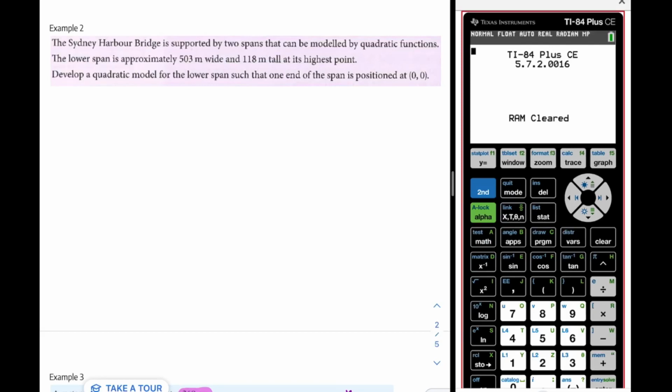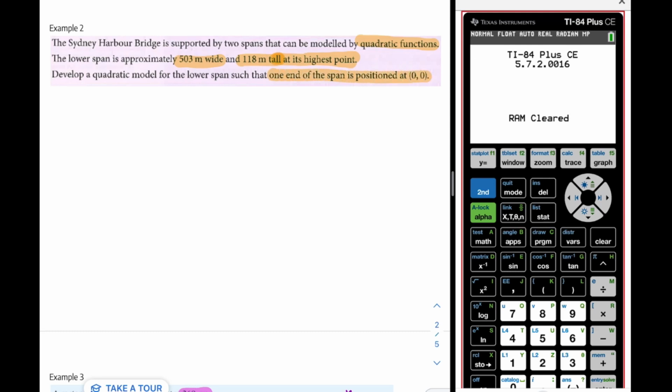Example 2. The Sydney Harbour Bridge is suspended by 2 spans that can be modeled by a quadratic function. The lower span is approximately 503 meters wide and 118 meters tall at its highest point. Develop a quadratic model for the lower span such that one end of the span is positioned at (0, 0).